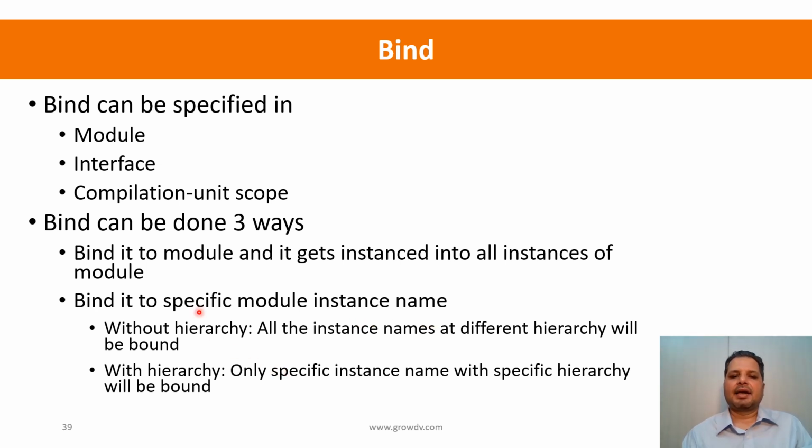Then again for this you have two options. You can do it without hierarchy. If you do it without hierarchy, then all instance names at different hierarchies will be bound. Because different hierarchy forms a different namespace, you can use the same module name as an instance name at a different hierarchy. So if you bind it without hierarchy, then it will get bound to all of those instance names, and if you do it with hierarchy, then only that specific instance name in that specific hierarchy will be bound. So these are the three different ways in which you can do the bind.